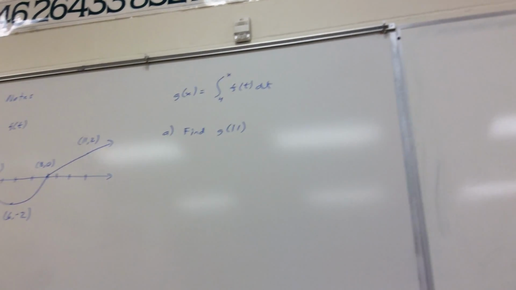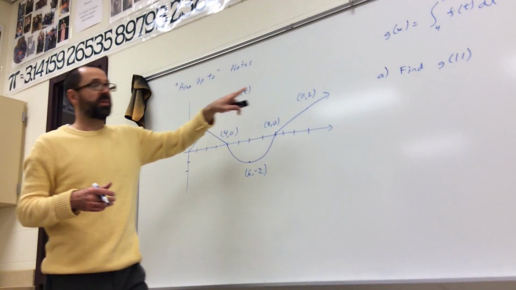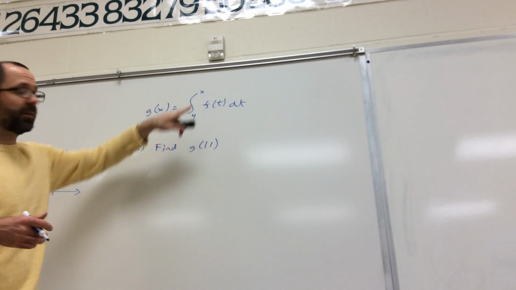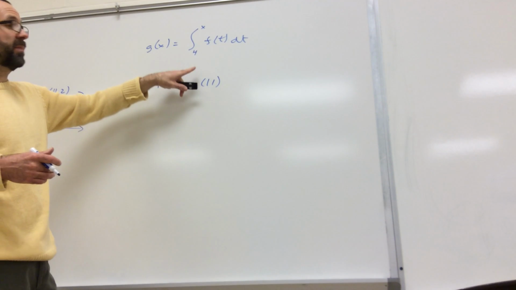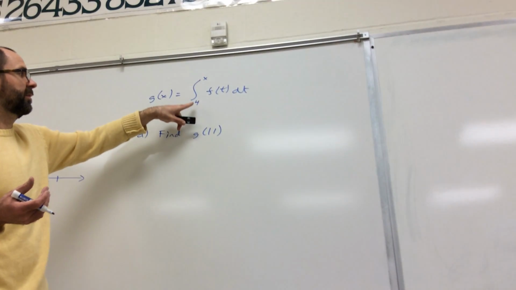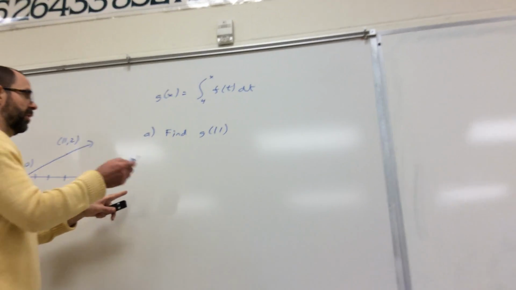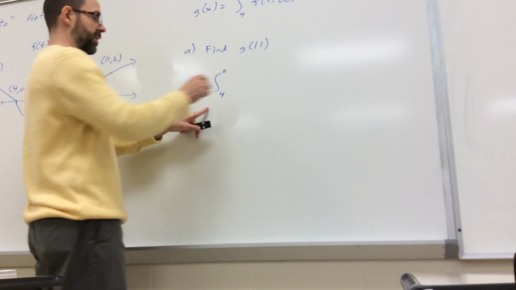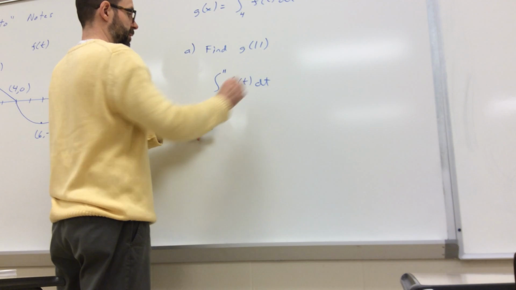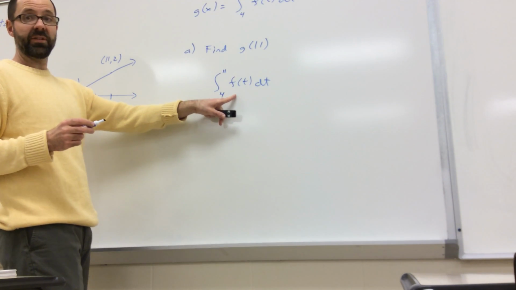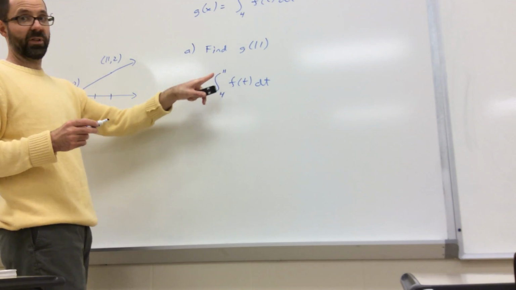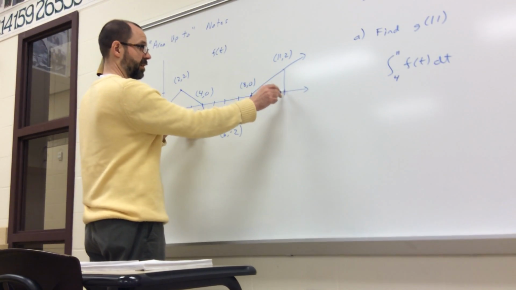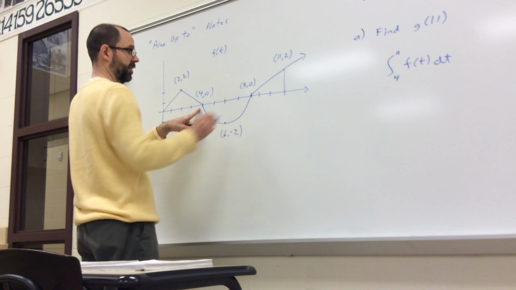So that's why I call this the area up to function, because this function finds the area from 4 up to whatever you plug into it. So for this problem, g of 11, that means find the area up to 11. Find the area from 4 to 11. Okay, so to find g of 11, we're going to put 11 in that spot because that's the input. So all we have to do to figure out g of 11 is find the area under f of t from 4 to 11. So going over here, here's 4, and here's 11. So that means we're going to find the area from there to there.